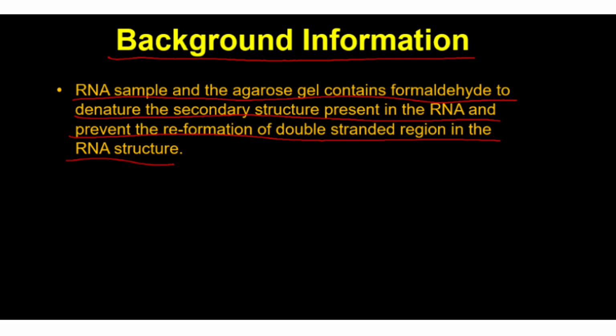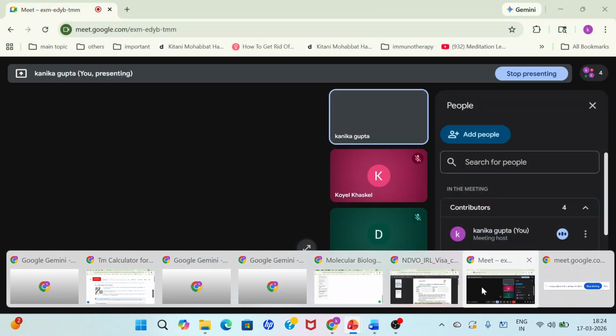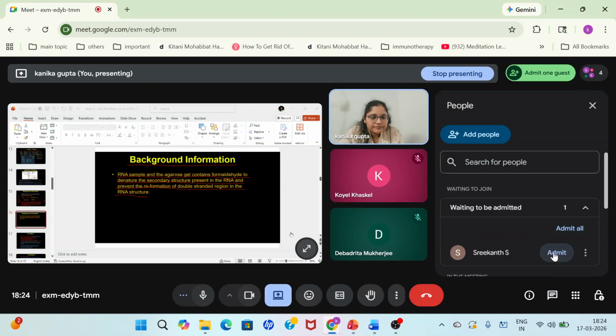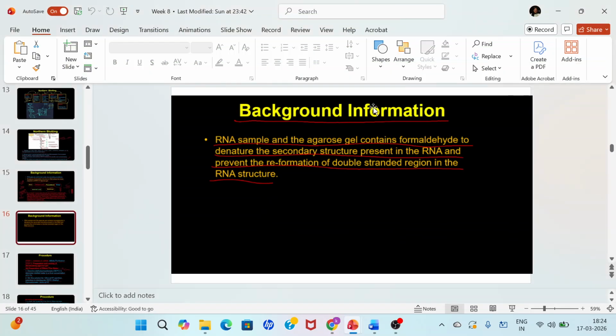Now the RNA sample and the agarose gel contain formaldehyde to denature the secondary structure present in the RNA and prevent the reformation of double-stranded regions in the RNA structure. ठीक है, तो दोबारा से स्ट्रक्चर्स को बनने भी नहीं देगा, when the denaturing gel will be used for the RNA separation.